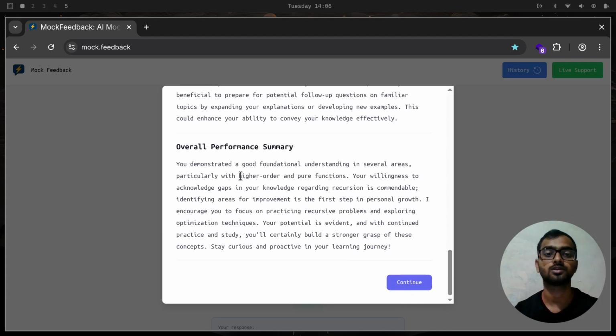Overall performance, you demonstrated a good foundational understanding in several areas, particularly with higher order and pure functions. Your willingness to identify areas for improvement is the first step in personal growth. I encourage you to focus on practicing recursive problems and exploring optimization techniques. Your potential is evident, and with continued practice and study, you will certainly build a stronger grasp of these concepts. Stay curious and proactive in your learning.